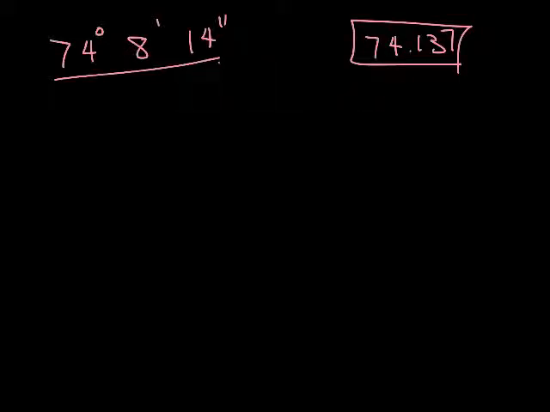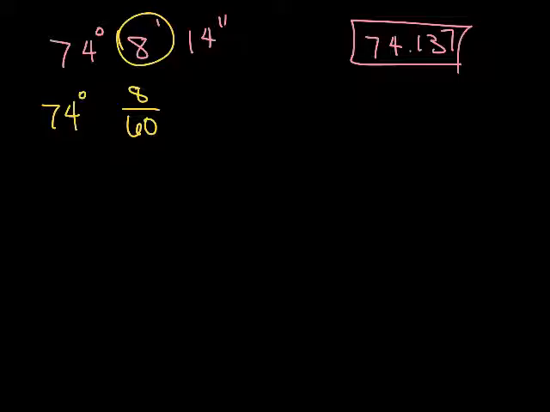Well, that's what we're going to do in this next part: convert 74 degrees, 8 minutes, 14 seconds to strictly a decimal. We're going to rewrite this as 74 degrees, and we have 8 minutes, which we're going to convert to degrees. If there's only 8 of them, there aren't 60, so it's not 1 degree. So we write it as the fraction 8 over 60, because there are 60 minutes to a degree. So 8 minutes as a degree is 8 over 60.